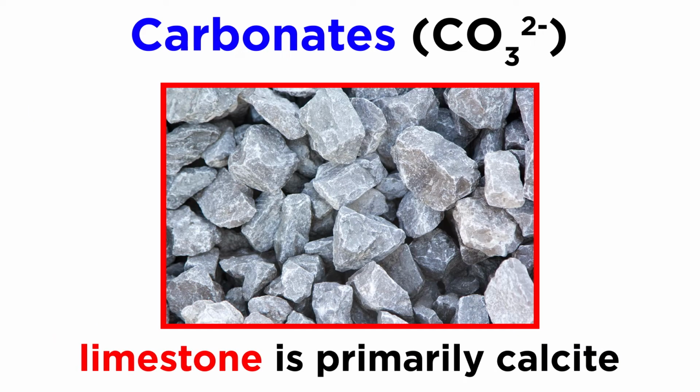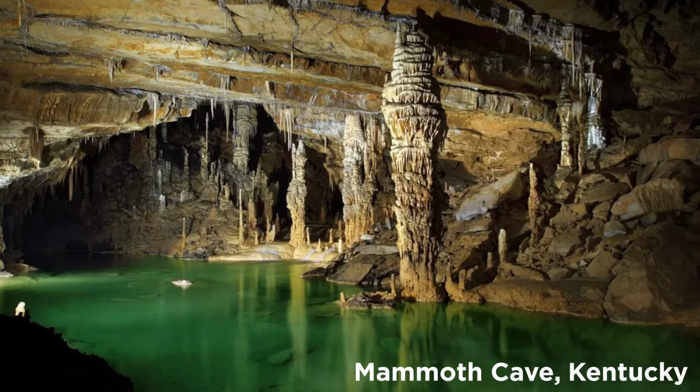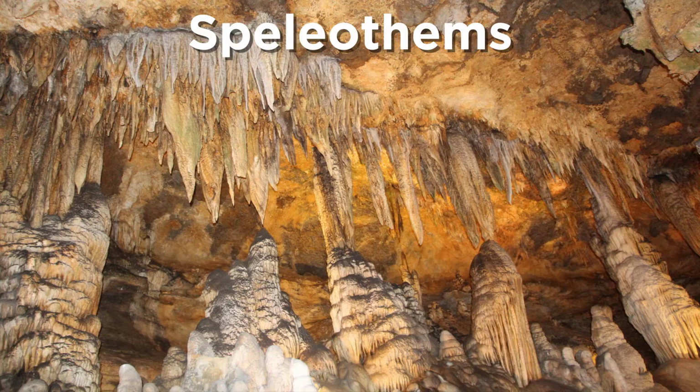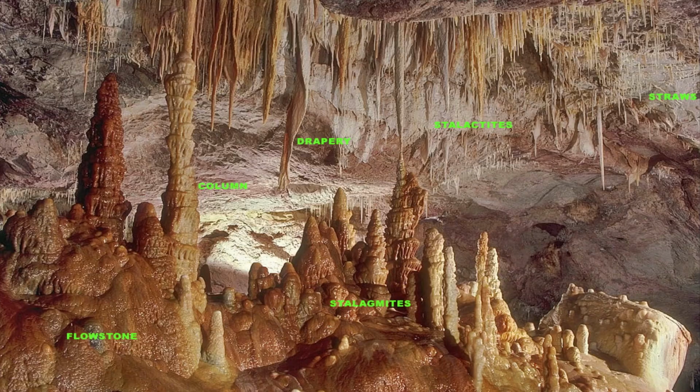Limestone is composed primarily of calcite, which is soluble in acidic solutions like rainwater. Hence, areas with limestone bedrock commonly form large cave systems, such as Mammoth Cave in central Kentucky. Limestone caves typically have large deposits of calcite crystals located throughout, known as speleothems. They include stalactites, stalagmites, and flowstone.